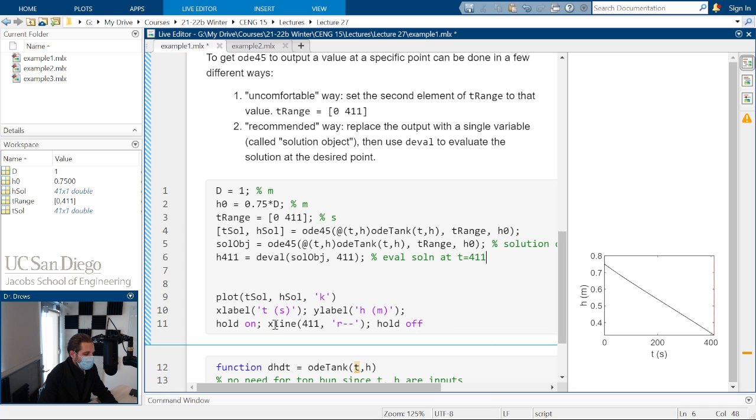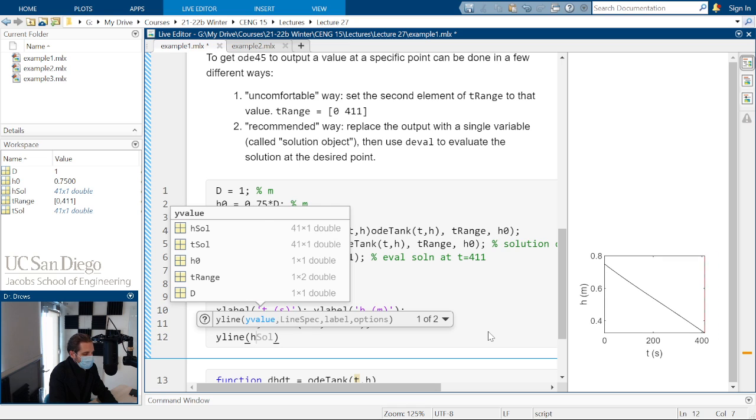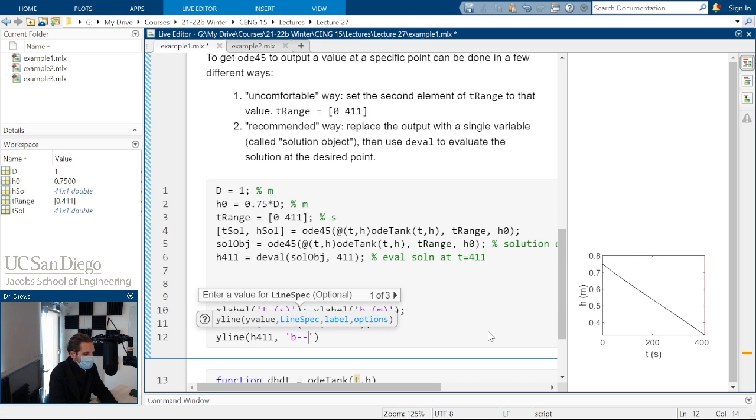So if we were to add these on here, let's add another line. We could add a y line, this time at h411, and we'll make this one blue dashed so it stands out. So the intersection of these two should be right where that plot intersects x is equal to 411, or in this case, t is equal to 411.